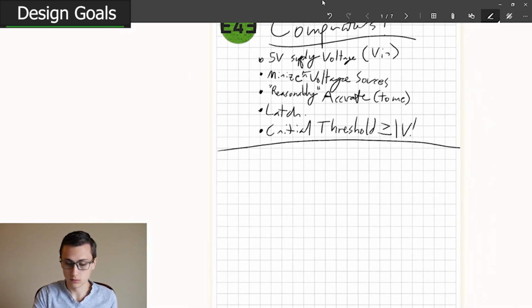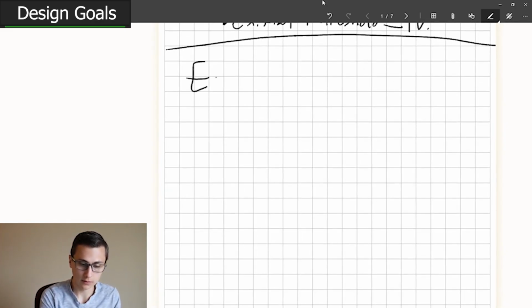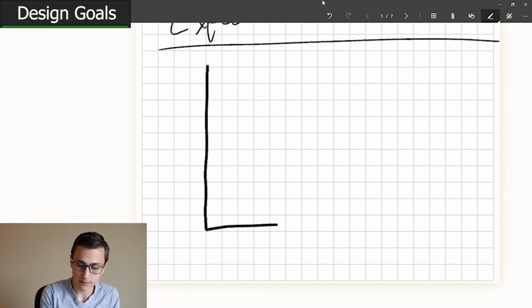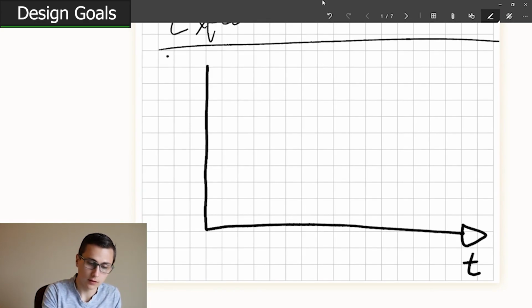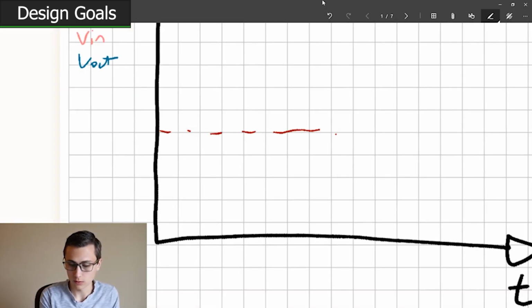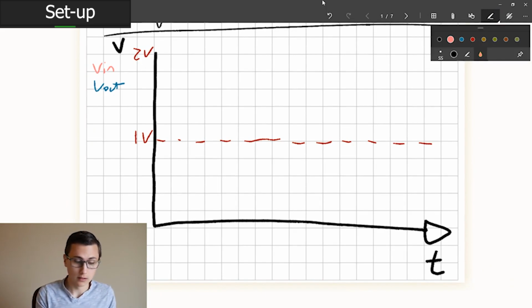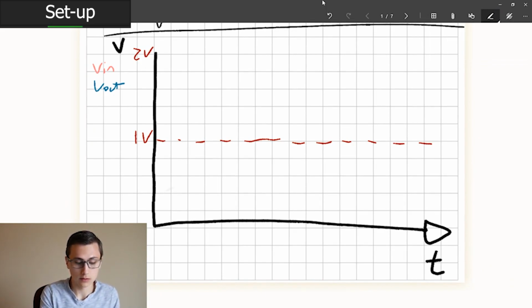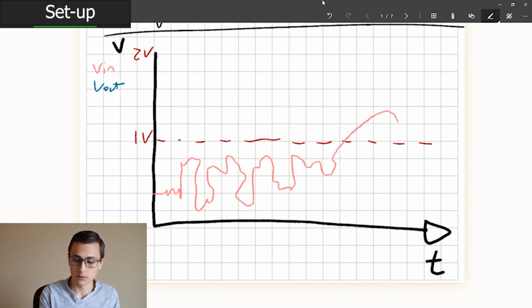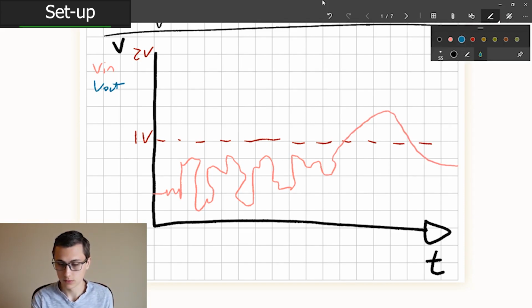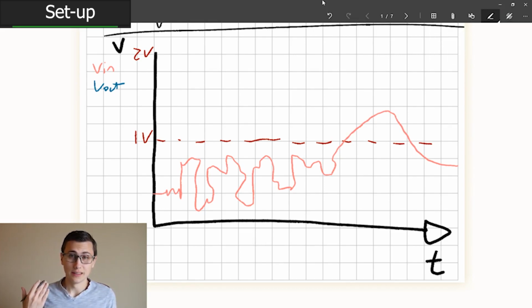Okay, so to give you a plot of the expected behavior, we're going to draw a little graph. This is time, this is voltage. So we're going to draw in our 1 volt threshold. All right, how do we expect this to behave? We start from t equals 0, and it's going everywhere, but then we cross over that threshold. Okay, how do we expect our circuit to respond? Well, in this case, should we use a push-pull or an open collector comparator?